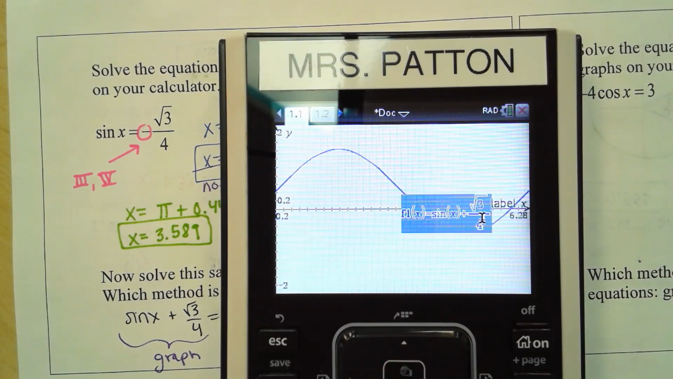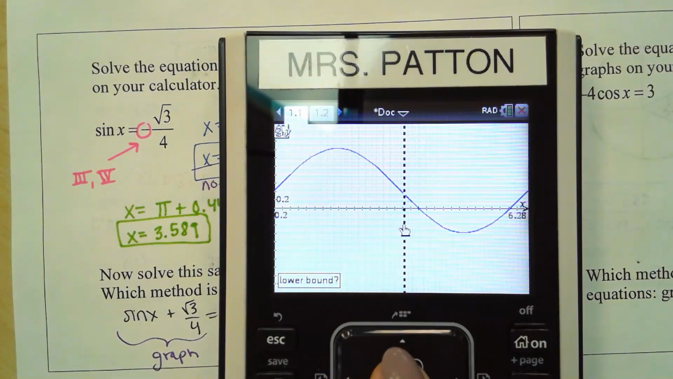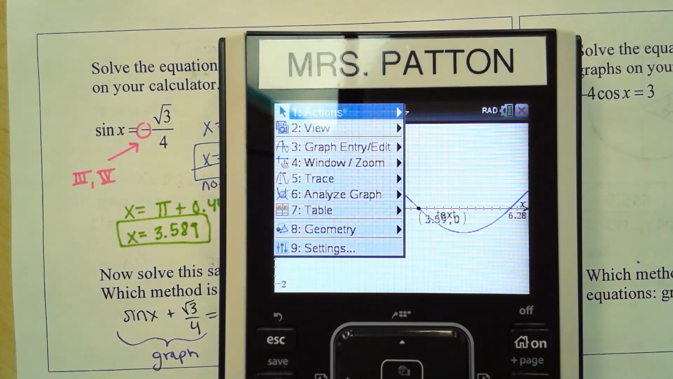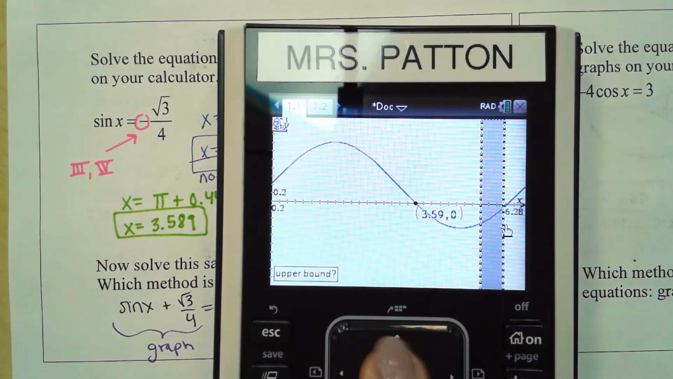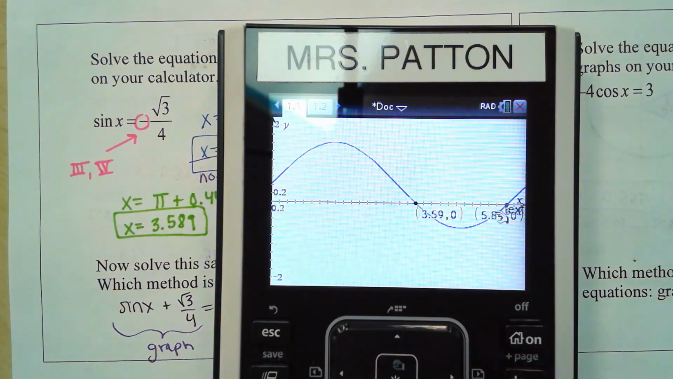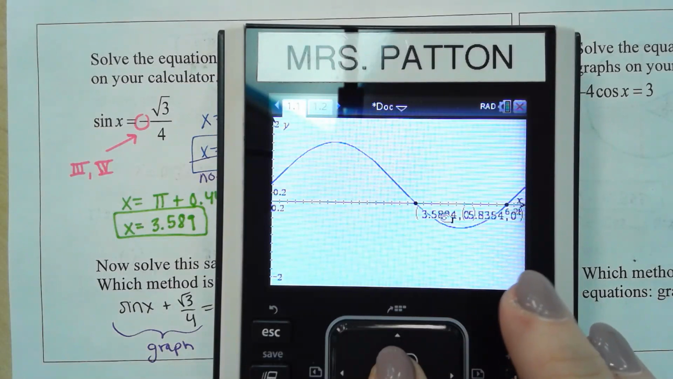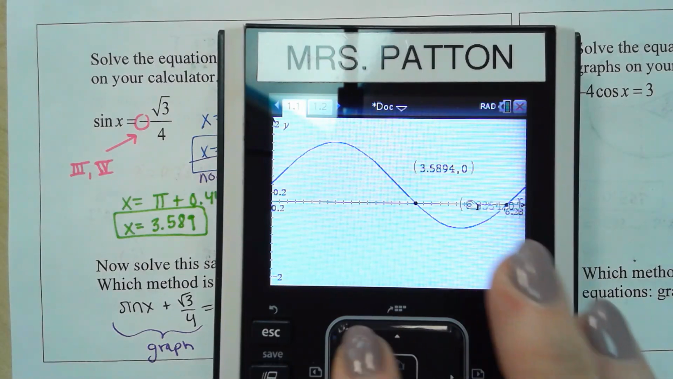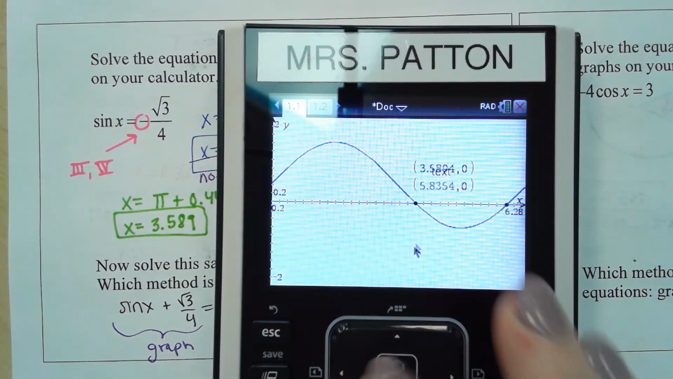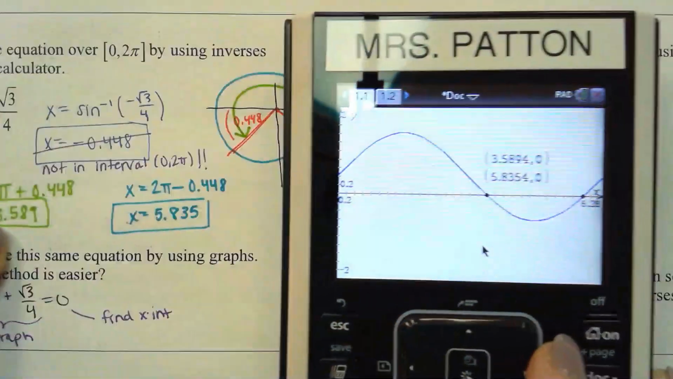Okay. What am I looking for? I'm looking for the x-intercepts. So I'm going to go find this 0. And then I'm going to go find this 0. Maybe I'll just add a few digits to those. I'll slide them up so you can see them. I'm just going to move this up so we can read it. There's one of my x-intercepts. And there's another x-intercept, right? 3.589, and 5.835.